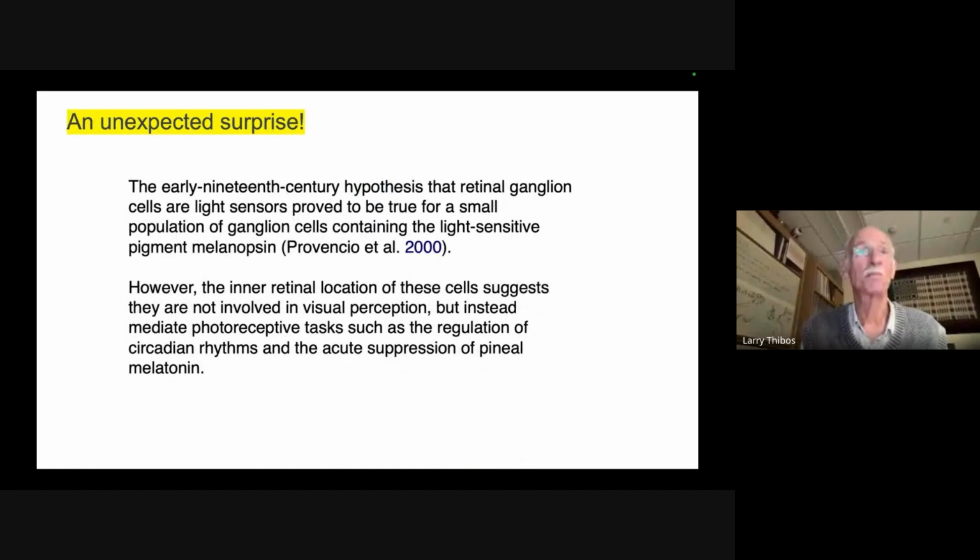There was, in fact, in that time, and now actually in the third millennium, a very unexpected surprise. Remember that early 19th century hypothesis that retinal ganglion cells are light sensors? Well, guess what? It actually proved to be true for a very small population of ganglion cells containing the light-sensitive pigment called melanopsin. However, the interretinal location of those ganglion cells suggests they are not involved in visual perception. They're thought to mediate photoreceptive tasks like the regulation of circadian rhythms and the acute suppression of pineal melatonin.